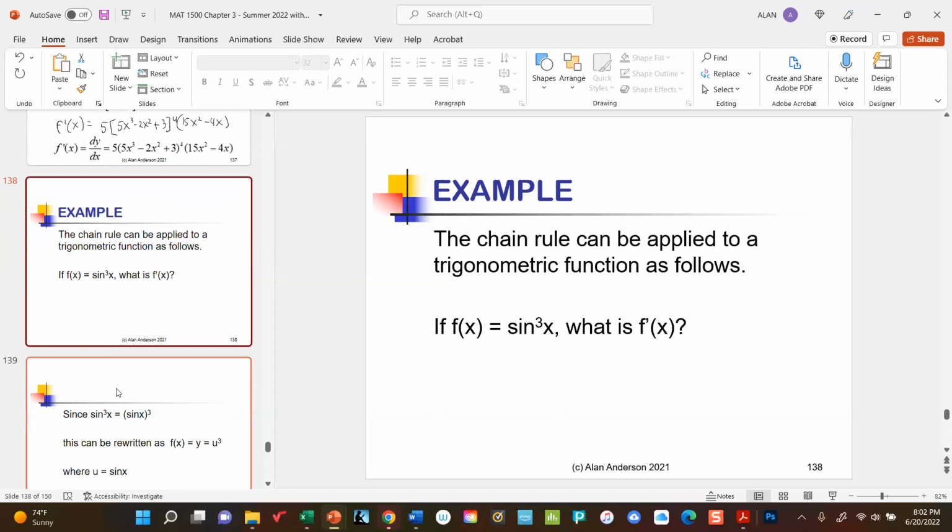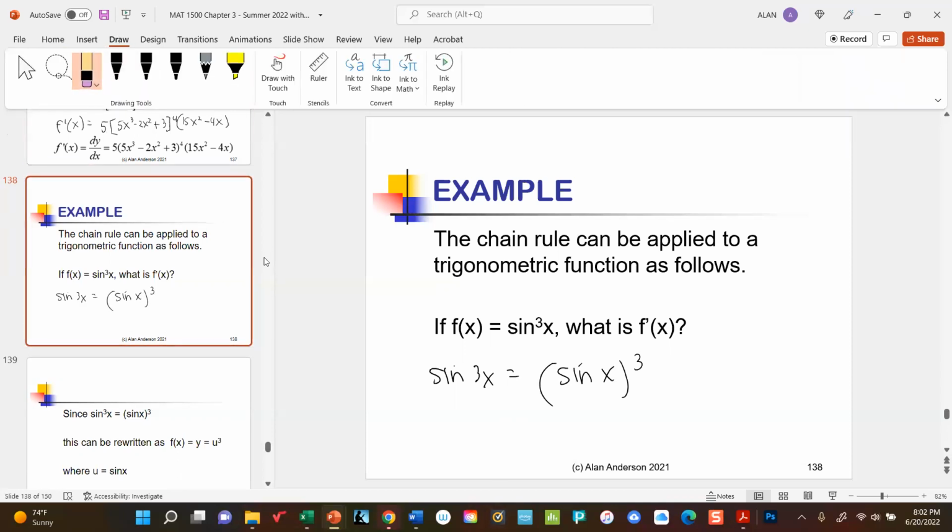All right. Well, first of all, as I mentioned earlier, just be aware that this notation is the same as this. They mean the same thing. They mean the sine of x multiplied by itself 3 times. How does that help? All right, well, let's do this.